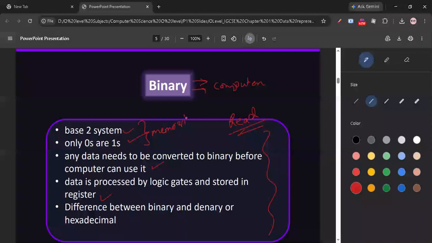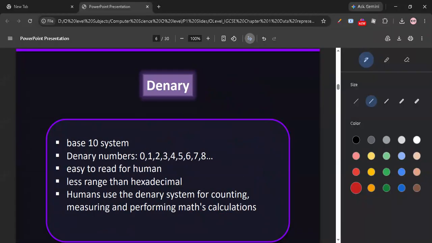Memorize. Computer science is actually kind of memorization, read and read, nothing else. Then you have the difference between binary, denary and hexadecimal, like how they are denoted. So over here we are going to see that in the next part. All right.